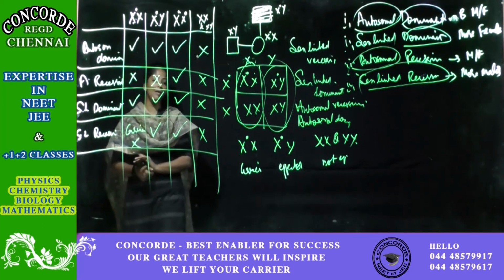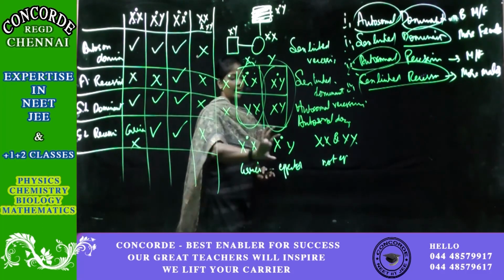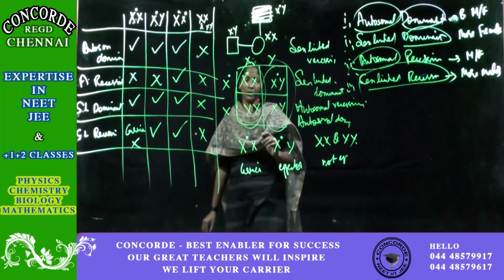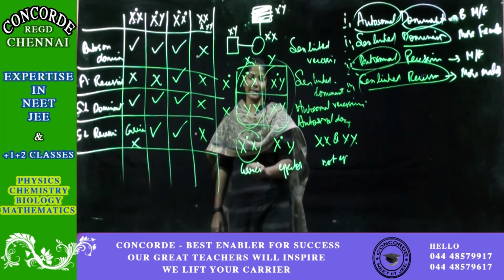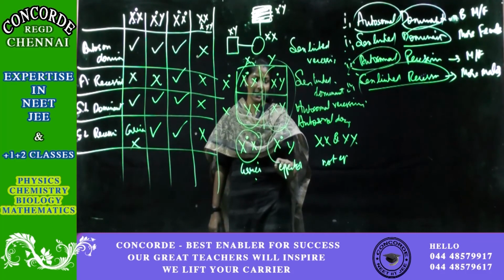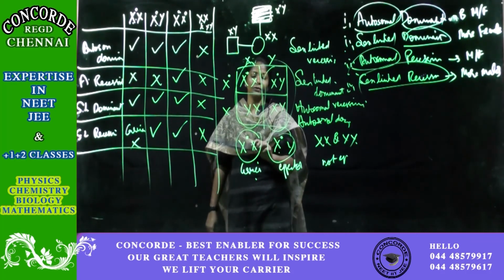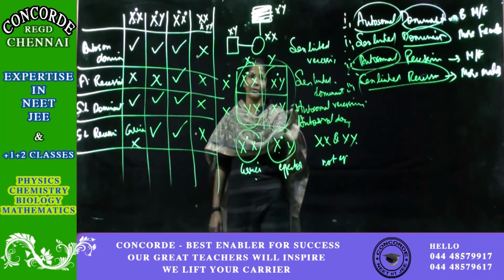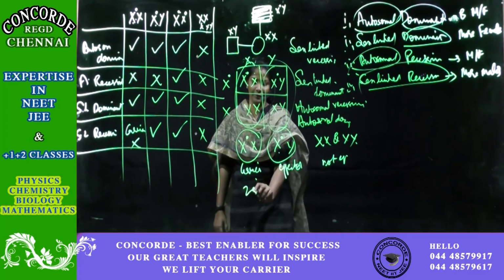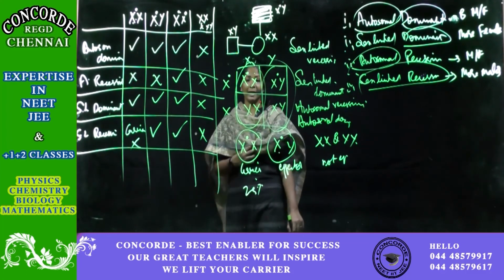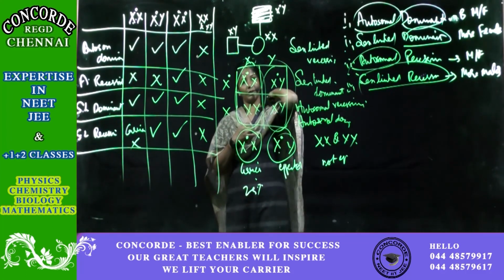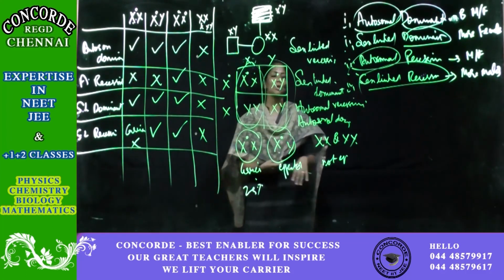So you will get the offspring like this. If you see here, 50% of the females are carriers, 50% of the males are affected, 50% of the females not affected, 50% of the males not affected. Overall, the affected percentage is 25. But in females, the affected percentage is 50. Clear? So this is how we have to sort it out.